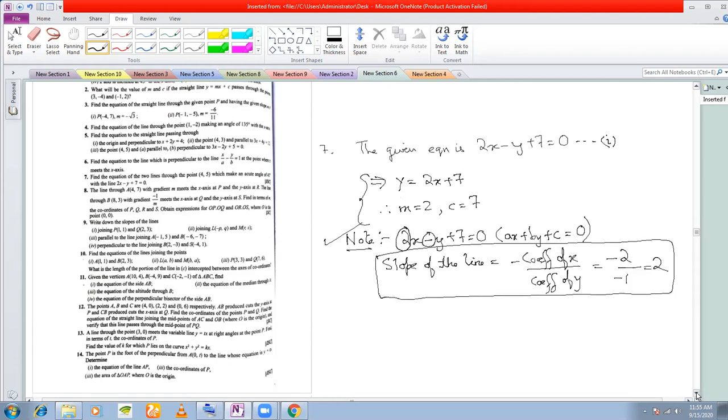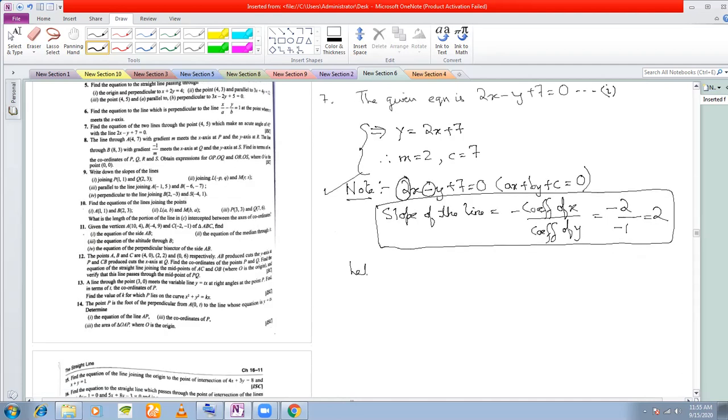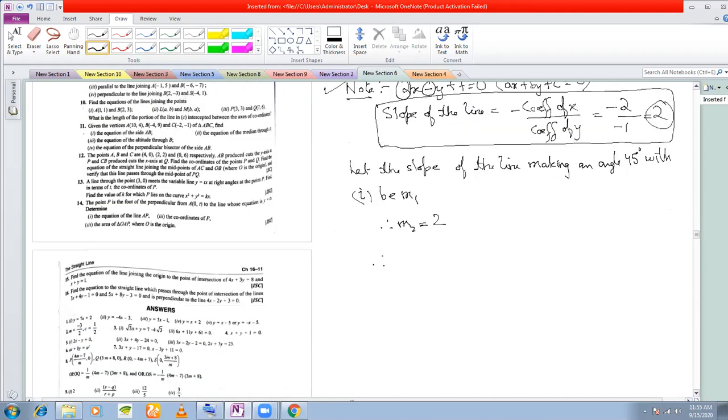So what I do here is let the slope of the line making an angle of 45 degrees with line 1 be m1. Okay. So therefore, what is m2? M2, the slope of the other line, is 2, which we have found. What is the angle between these two lines? The angle between these two lines is 45 degrees.